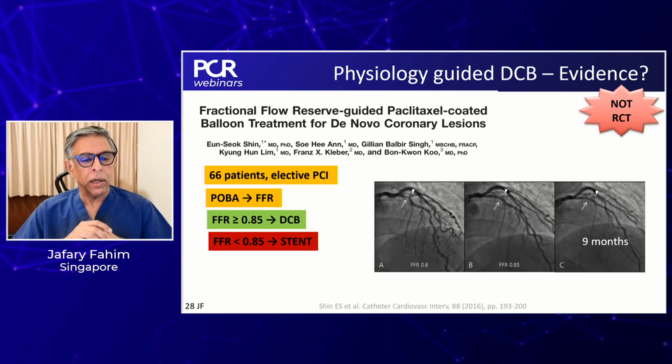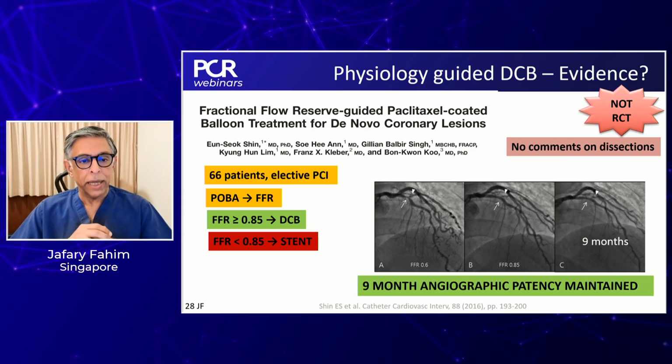And Professor Shin and colleagues from Korea looked at this, where they looked at 66 patients who underwent balloon angioplasty, and then they did something interesting. They did FFR, and if the FFR was more than 0.85, a lower cutoff, they just treated it with DCB. And if the FFR was less than 0.85, in other words not great, then they ended up putting in a stent. And they looked at the angiograms at 9 months. It turned out that if you got a good FFR and then you did DCB, at 9 months, angiographic patency was maintained. Now, I must point out that this was not a randomized trial.